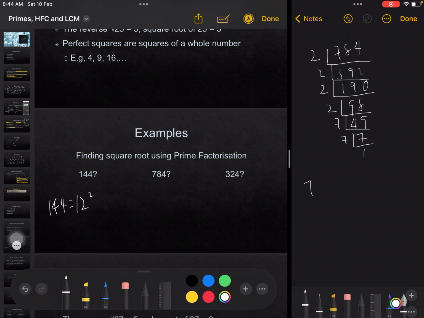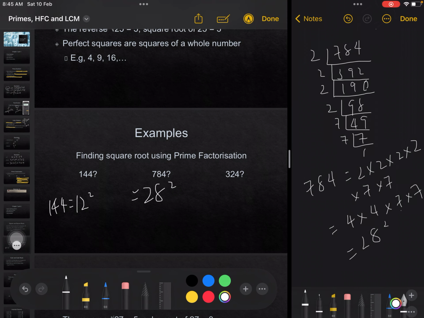Okay, so 784 equals 2 times 2 times 2 times 2 times 7 times 7. Again 2 times 2 gives me 4, 2 times 2 gives me 4, times 7 times 7. So 4 times 7 is one pair, and 4 times 7 is one pair. 4 times 7 is 28. So this equals 28 squared.